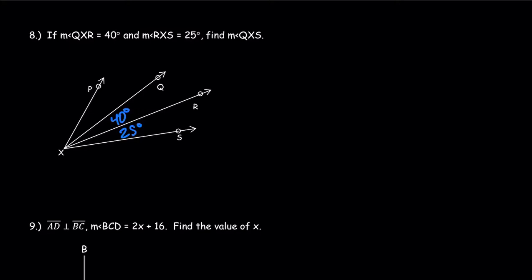Then it says, find the measure of angle QXS. QXS. Well, what I can see here is that QXS is made up of these two angles. So if I want to find that, I just need to add those two together. This is like extra over here I don't need in the problem. If I want to find this angle, I need to add these two things up. All right, so the measure of angle QXS is simply going to be 40 plus 25, or 65 degrees.